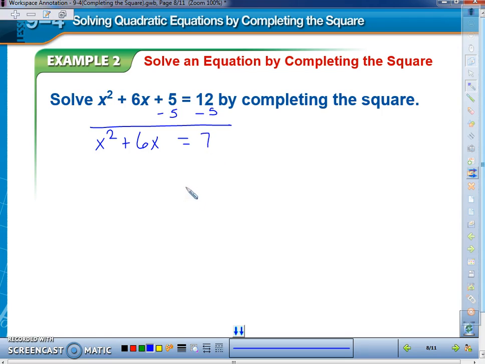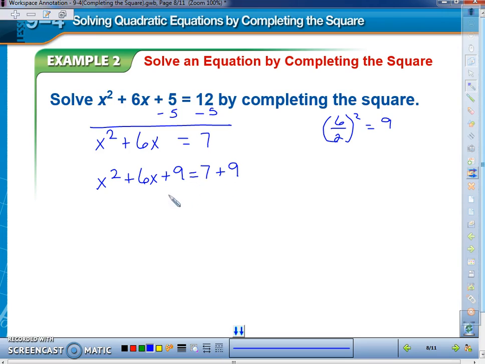Okay? So there you go. Now I want to look at this b term. Well, I've got my 6, and I'm going to divide it in half. And then I'm going to square it. Well, 6 divided by 2 is 3. 3 squared would be 9. So I'm going to add that 9 in here. I'm going to go x squared plus 6x plus 9 equals 7 plus 9. If I do something to one side of the equation, I have to do it to the other side.